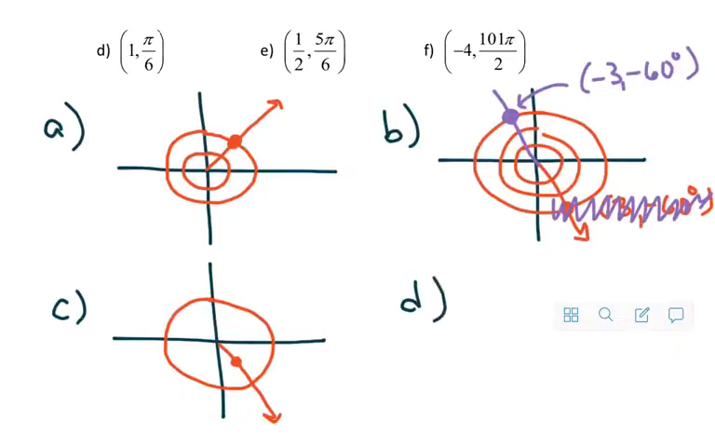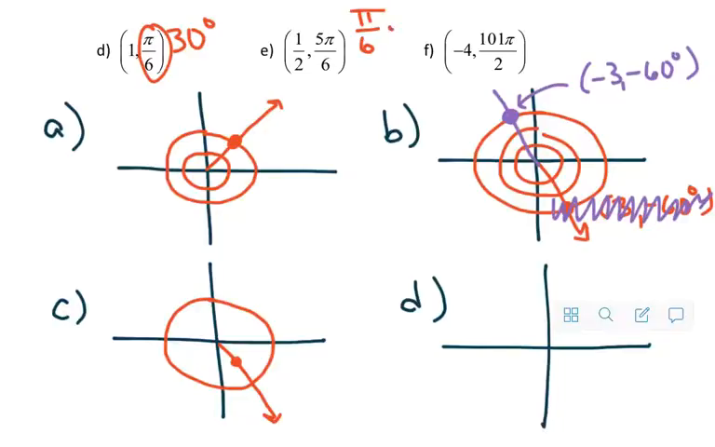D, (1, pi over 6). Pi over 6 is 30 degrees. If you don't remember your radian measures, remember you can change this back into degrees by multiplying by 180 over pi, and then these cancel, and 180 over 6 is 30. So 30 degrees is about here, and if the radius is 1, I'm going to draw one circle and put my dot there.